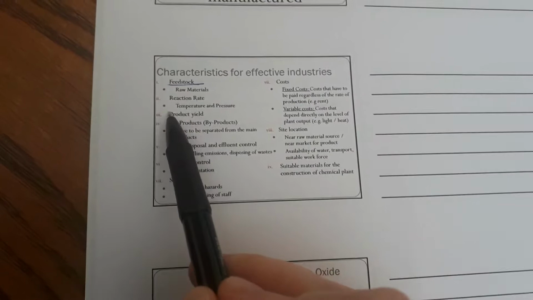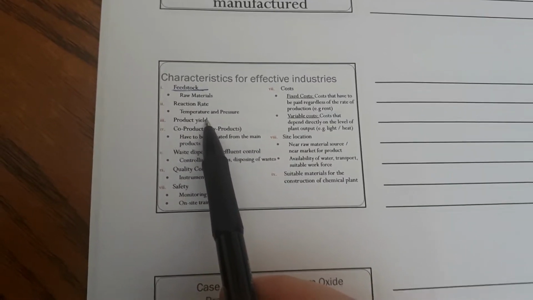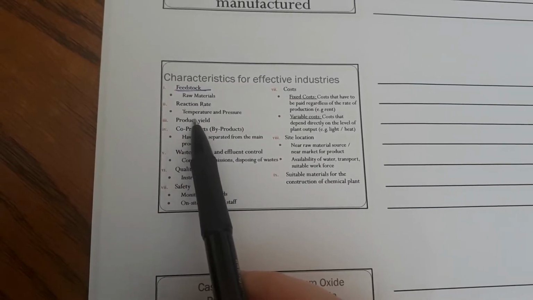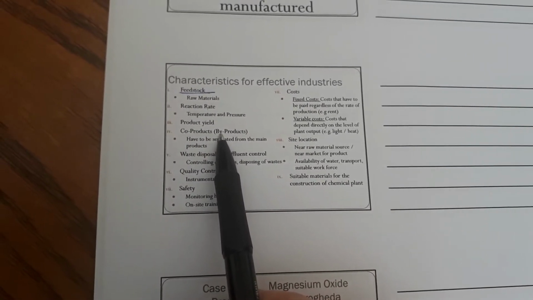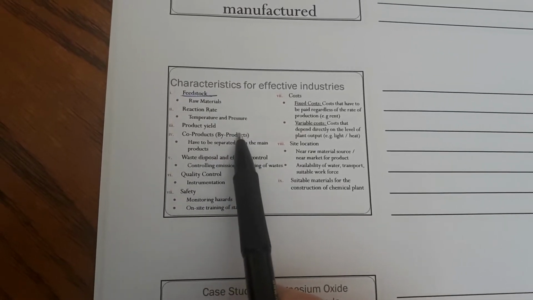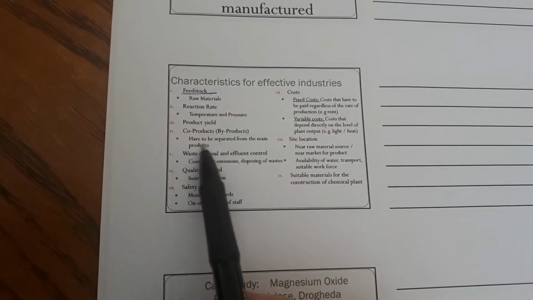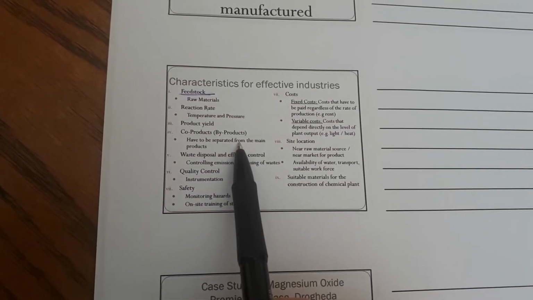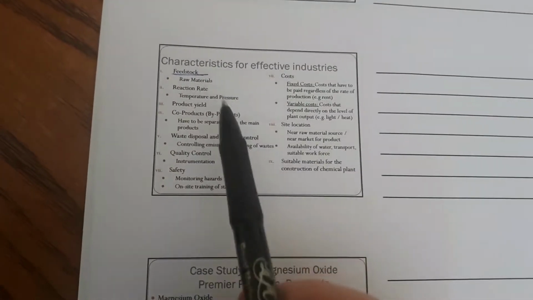Thirdly, we'd be looking at product yield. So how much product do I actually get from the amount of raw material and feedstock that I use? Fourth, co-products. Another word for co-products you might see is byproducts. And the considerations here are: do they need to be separated from the main product? And if so, how? And again, how much?